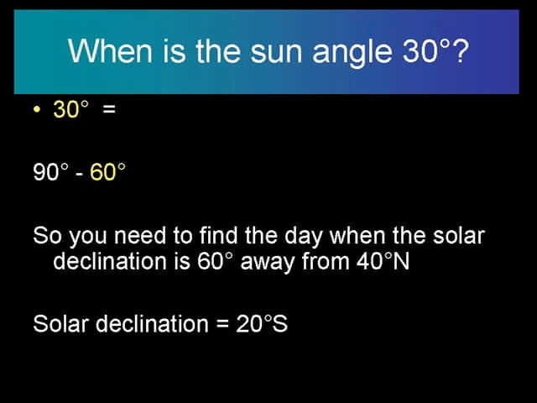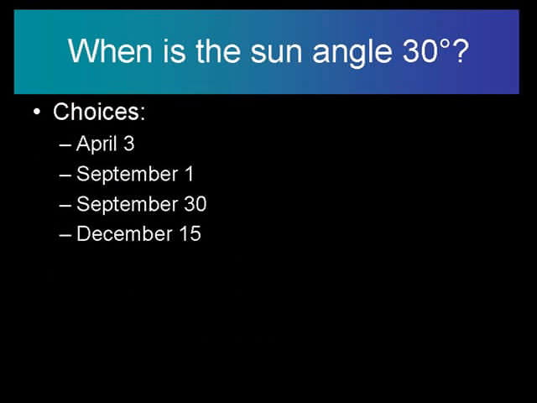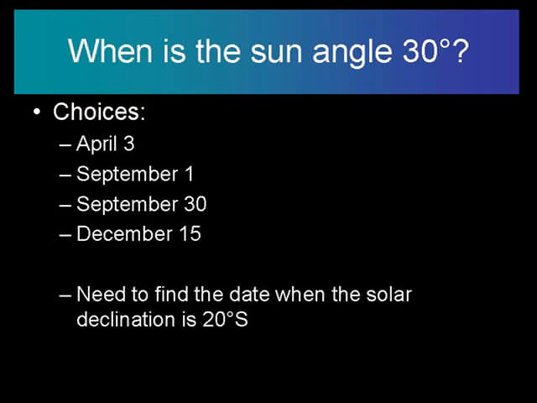Okay, so what kind of choices would I give you in order to solve this problem? Let's say these were your choices: April 3rd, September 1st, September 30th, December 15th. Now we need to figure out which of these dates would be the right day in which the solar declination is 20 degrees south. Now, perhaps I would give you an analemma, and then it would be fairly simple to solve. But if I didn't give you an analemma, how would we narrow this down?